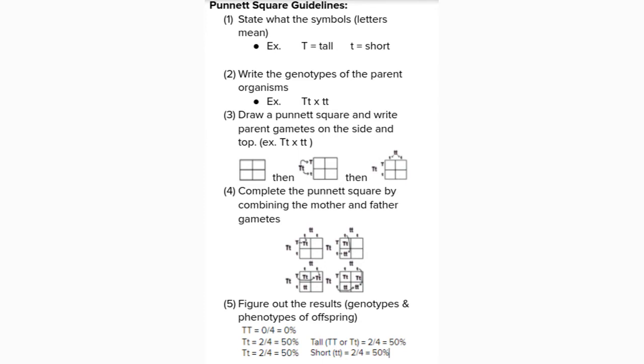Once our Punnett square is completed, we can figure out the results of the genotypes and phenotypes. So, as I have 0 big T, I have 2 big T, and I have 2 little t. So I have a 50% chance of it being tall and a 50% chance of it being short.